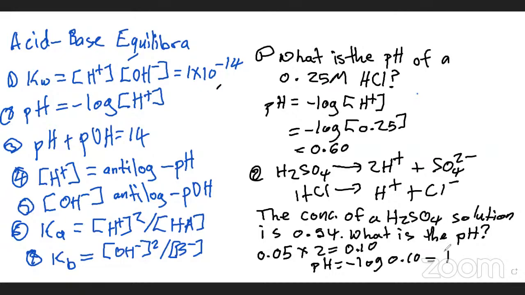So for strong acids, all you need to pay attention to is the type of acid. First, if it's a strong acid, you can apply the formula directly. Then once you spot it's a strong acid, look at how many hydrogens are present. If it's one, it's okay. If it's two hydrogens, you multiply by two. So this is for strong acids.